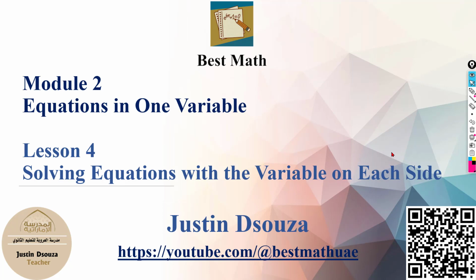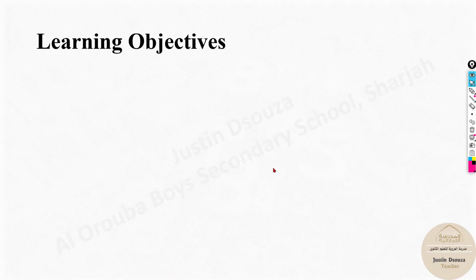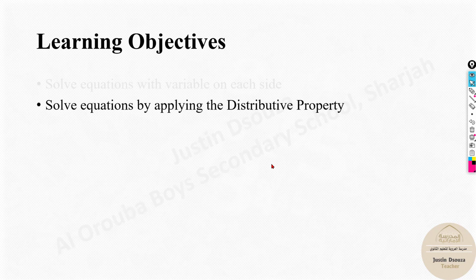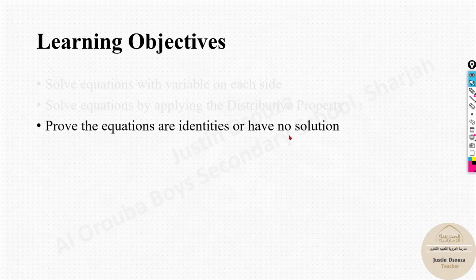Hi and welcome back to lesson 4. It is solving equations with variable on each side. The learning objectives are: solve equations with variable on each side, solve equations by applying the distributive property, and prove the equations are identities or have no solution.